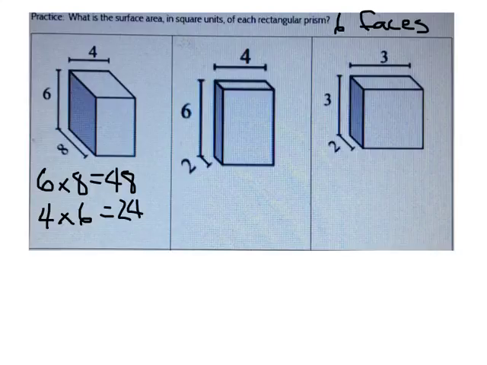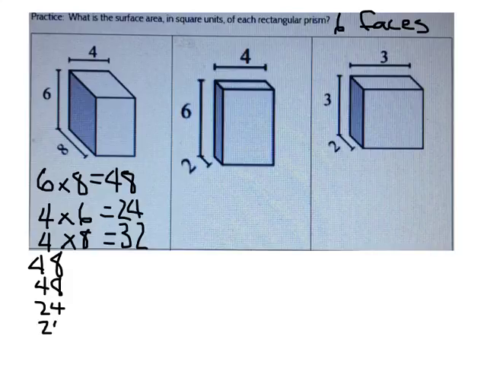How do I find the area of the top face? Well, it has a base of 4 and a height of 8. So the area is 32 square units. Now, I know that each of those has an identical face on the back, so I need to add 48 two times, plus 24 two times, plus 32 two times. Go ahead and add that now to find the surface area of the object. The surface area is 208 square units.